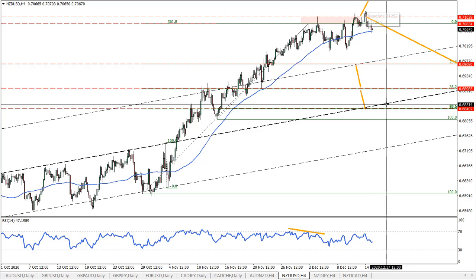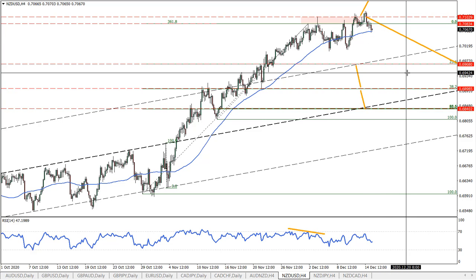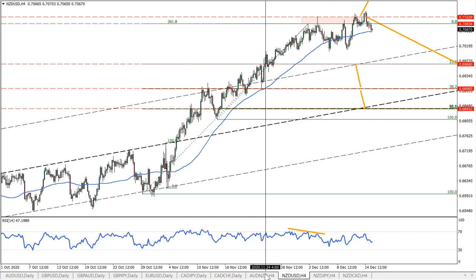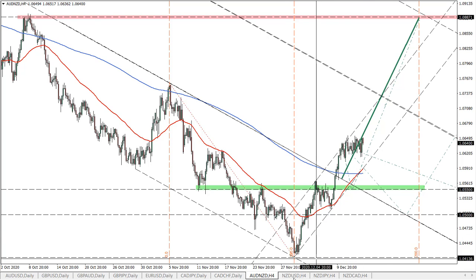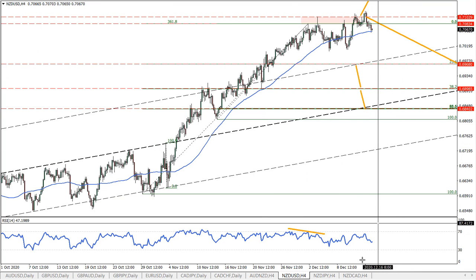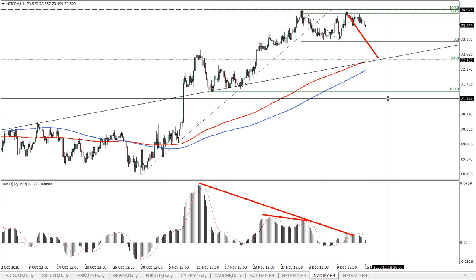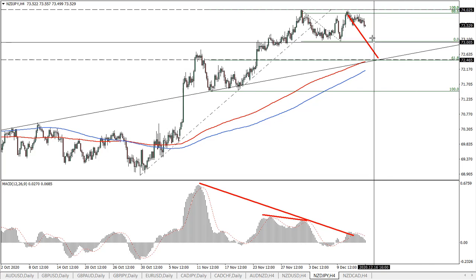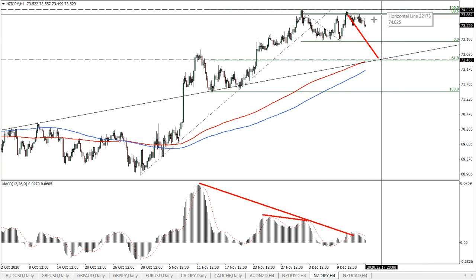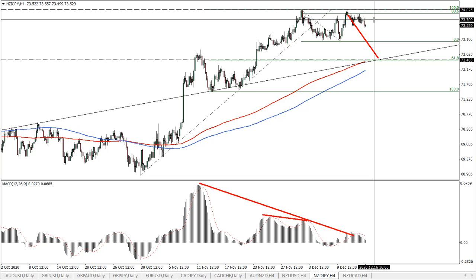I do expect the correction to take place on the New Zealand dollar, and overall New Zealand dollar does look very weak. We just looked at the Australian New Zealand dollar, which seems to be up. New Zealand dollar seems to be down, and the New Zealand versus the Japanese yen also down. So this could be the weakness of the New Zealand dollar. This is just a short-term downside move that I would expect from the New Zealand dollar on multiple currency pairs, including Australia, New Zealand US dollar, New Zealand Japanese yen, and New Zealand Canadian dollar. So there are 4 pairs suggesting that the New Zealand dollar could be weak.